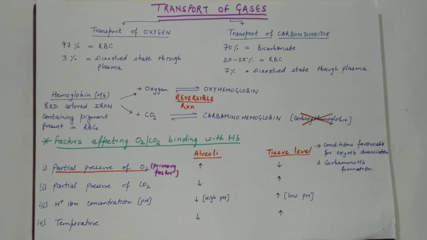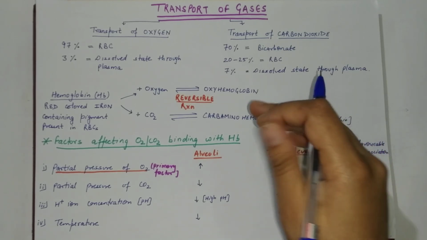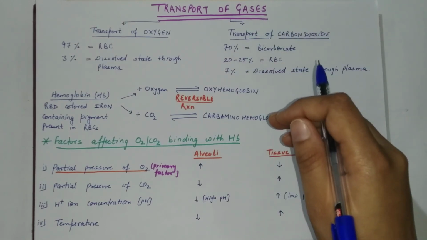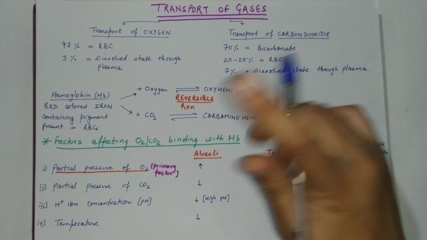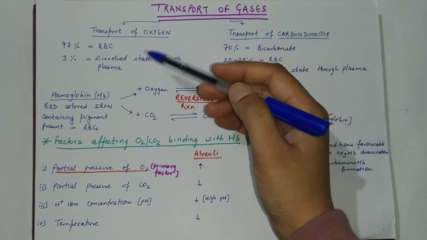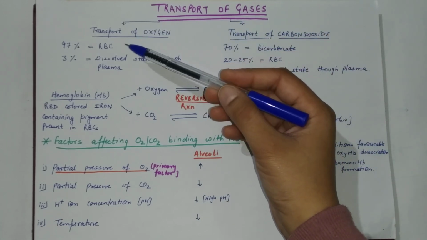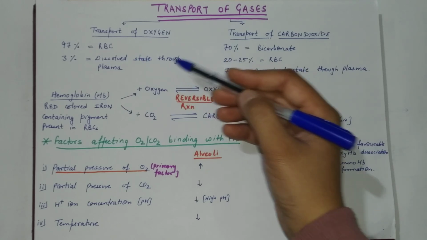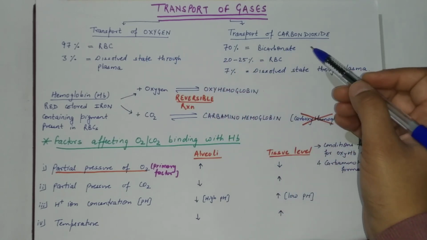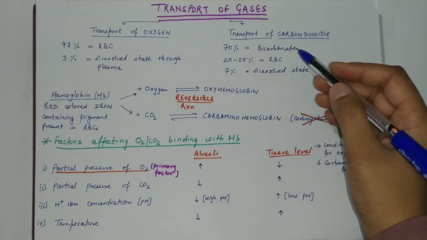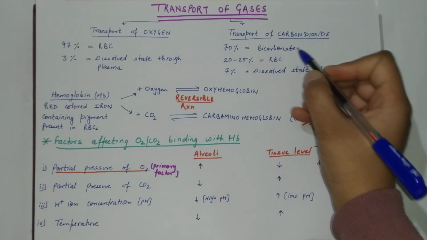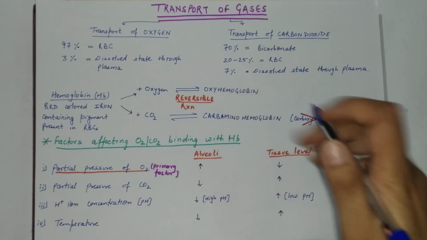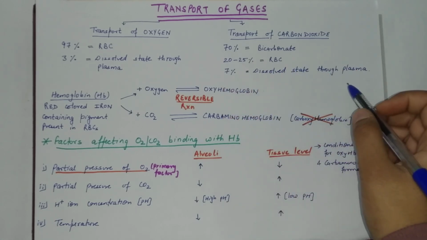Hello guys, in this video we are going to study the next few paragraphs of NCERT related to the transport of gases. So as we all know, blood is the medium of transport of oxygen and carbon dioxide. Around 97% of oxygen is carried by RBCs, 3% is carried in a dissolved state through plasma. And about carbon dioxide, around 70% is carried as bicarbonate, 20 to 25% is carried by RBCs, and about 7% is carried in a dissolved state through plasma.